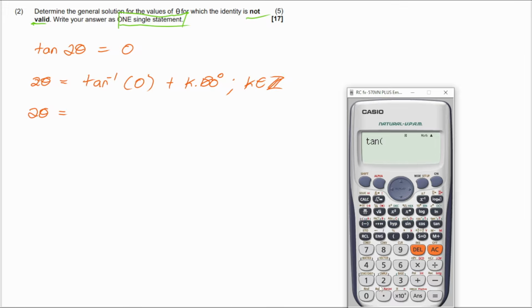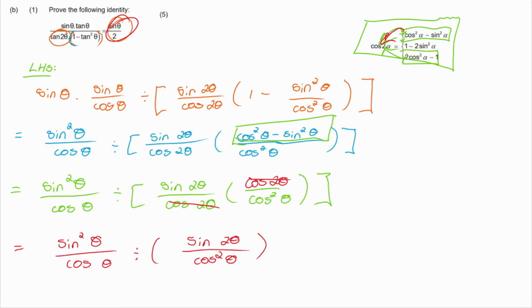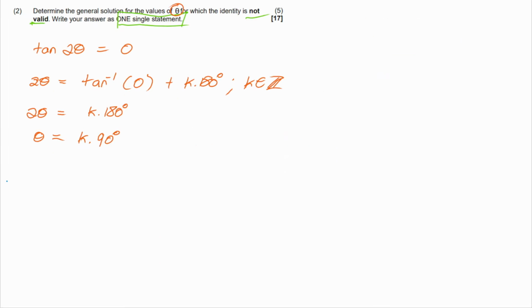So it's shift tan of 0, which is 0. Okay. So what I get is 0, so I'm not even going to write that. It's just k180. And I divide both sides by 2. So I get, because the value is of theta, not 2 theta, so that is just k times 90 degrees. Okay, so this is the first general solution. And then the other one comes from when this thing is equal to 0. Okay, so this is the first one.